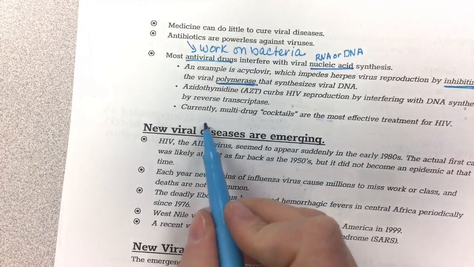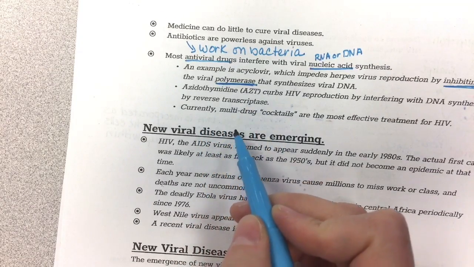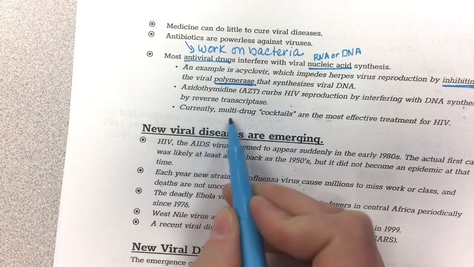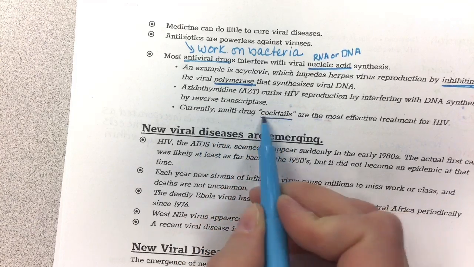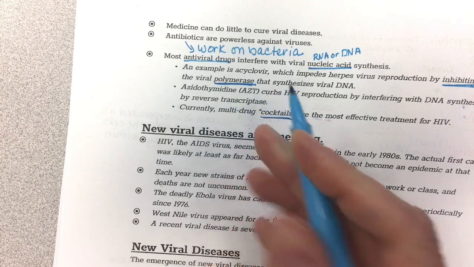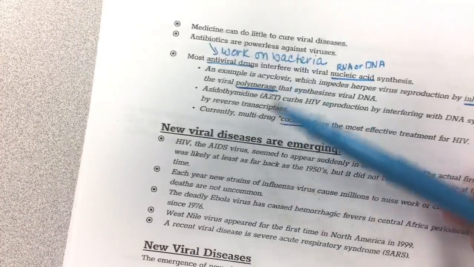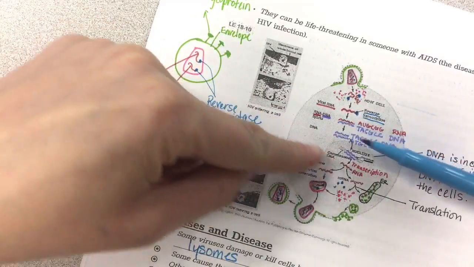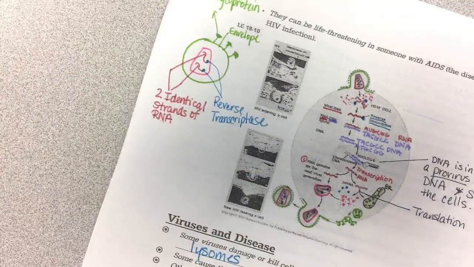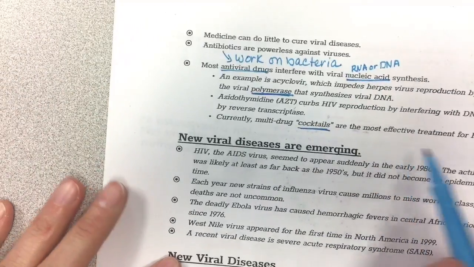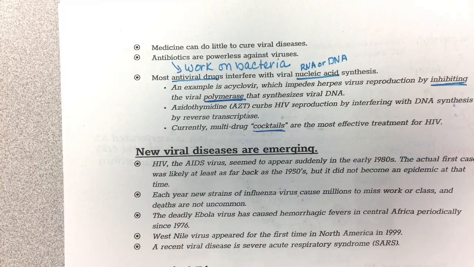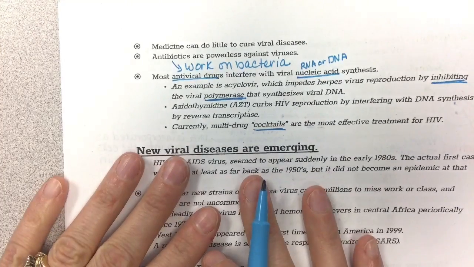Currently, especially for HIV, they use multi-drug cocktails, a mixture of different types of drugs that attack and stop, going back to this picture, different parts of how HIV infects the cell. Those collectively seem to be the most effective treatment. So it's not one drug that they're taking, but a collection of different drugs. And this is where I would like to stop.